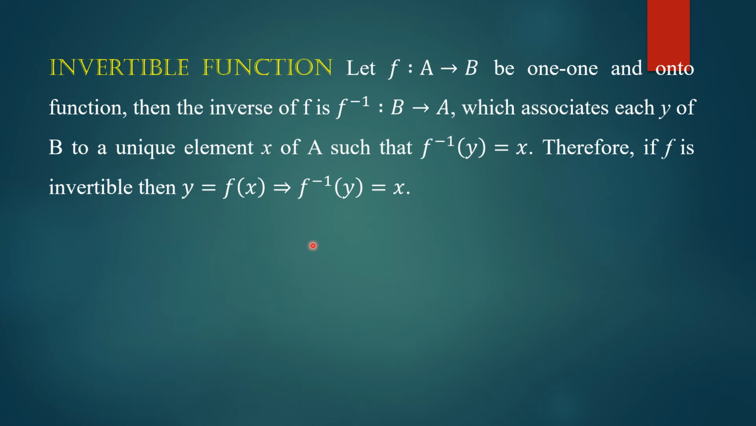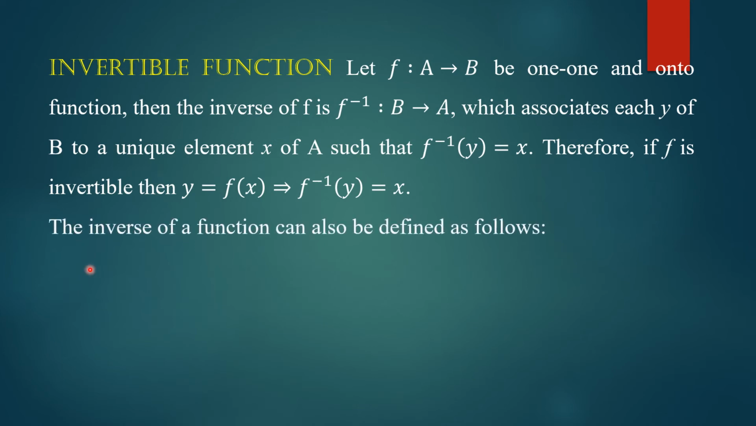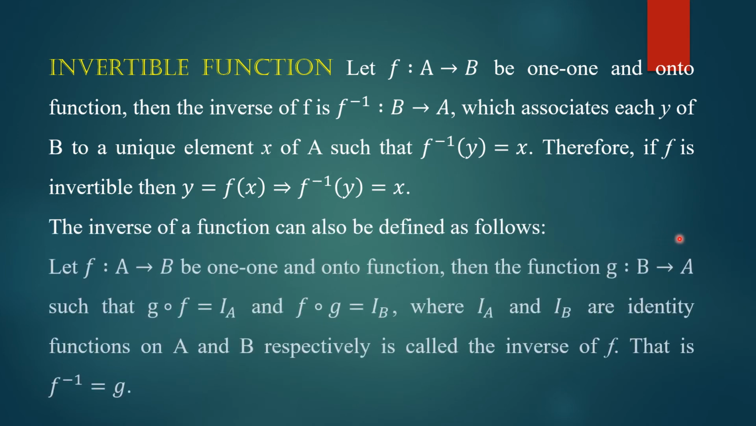And you see the second definition, the invertible function can also be defined in another way. This inverse of a function can also be defined as follows. You see, f is a function from A to B, which is one-one and onto. Then the function z from B to A, in the reverse direction, is also one-one and onto, in such a way that f and z are two functions such that GOF, the composition of f and z, is equal to the identity function.